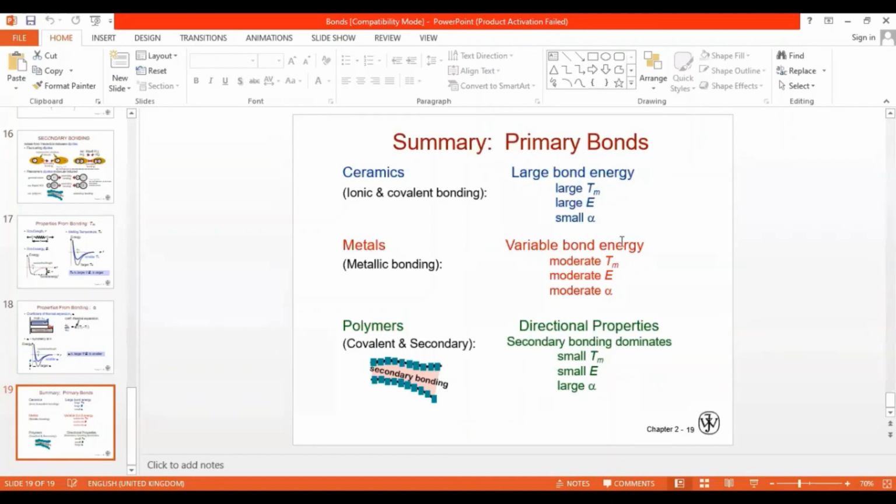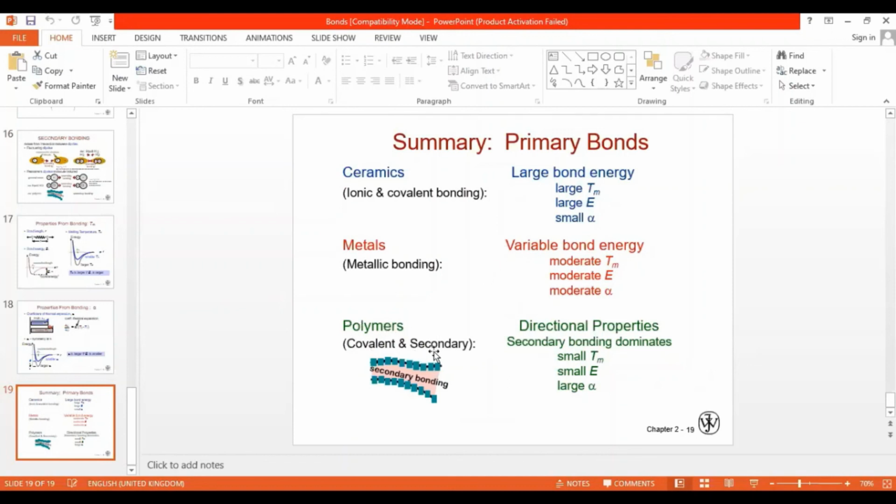Metals have variable bond energy, depending on where the metal is situated, whether in the first column, second column, or the D block. Moderate Tm, moderate E, and moderate alpha. So all are moderate. These are just outlines; don't think it is exactly the case. There are some cases that will fall outside these boundaries. This is just a common assumption.